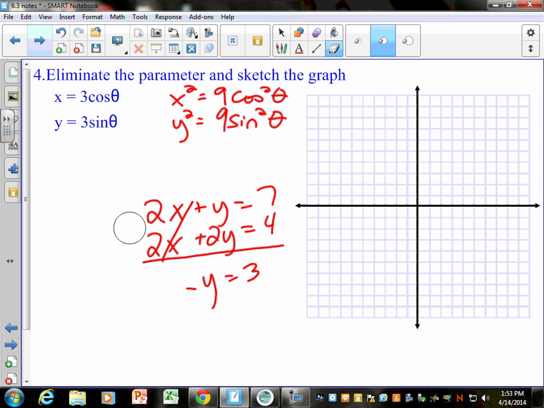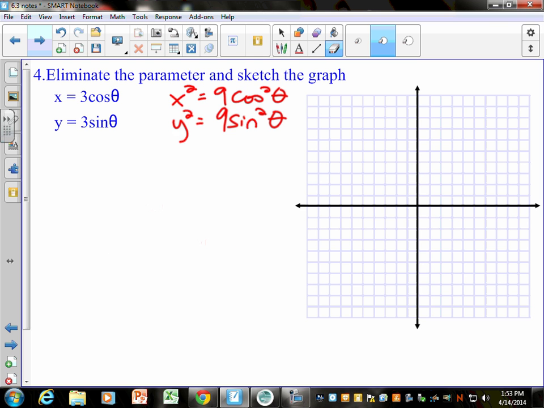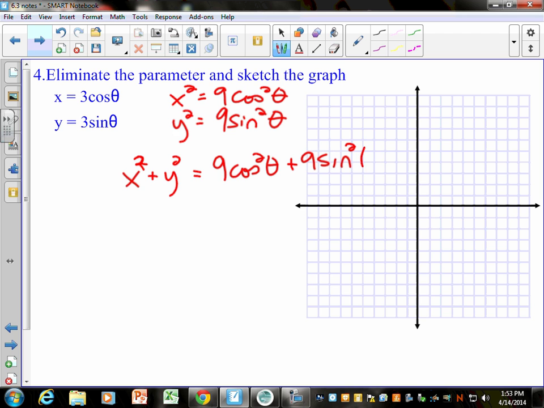This one works out well because maybe you'll see where I'm going with this in a second. If I add this side together, do you agree that it just becomes x squared plus y squared? Yes. If I add this side, I get 9 cosine squared theta plus 9 sine squared theta. And remember what I'm trying to do here: I'm trying to get the theta to go out of the problem. I just want x's and y's.